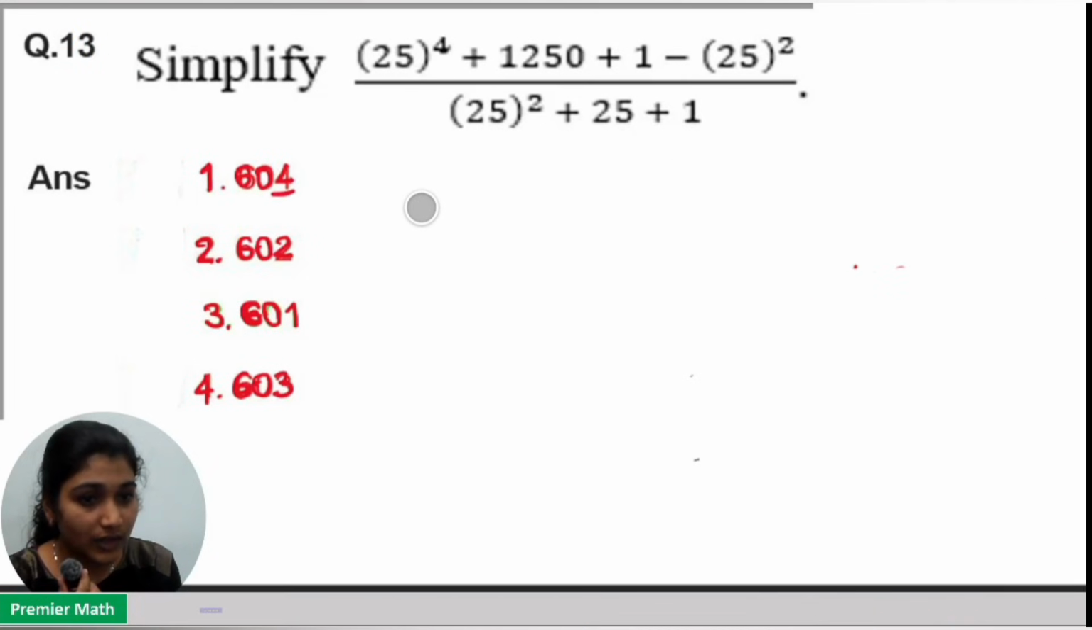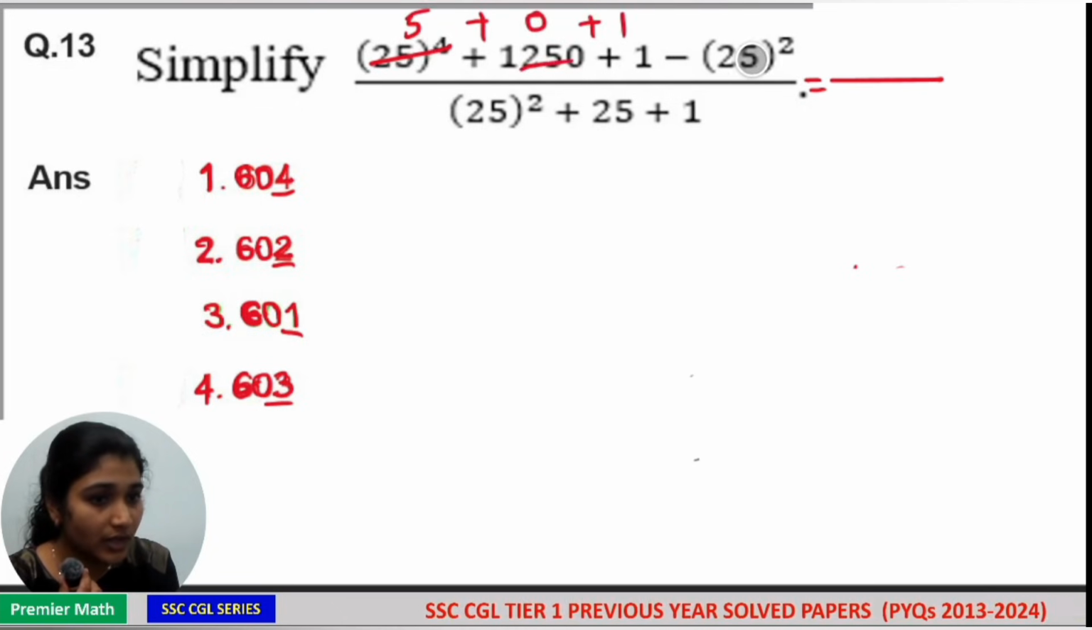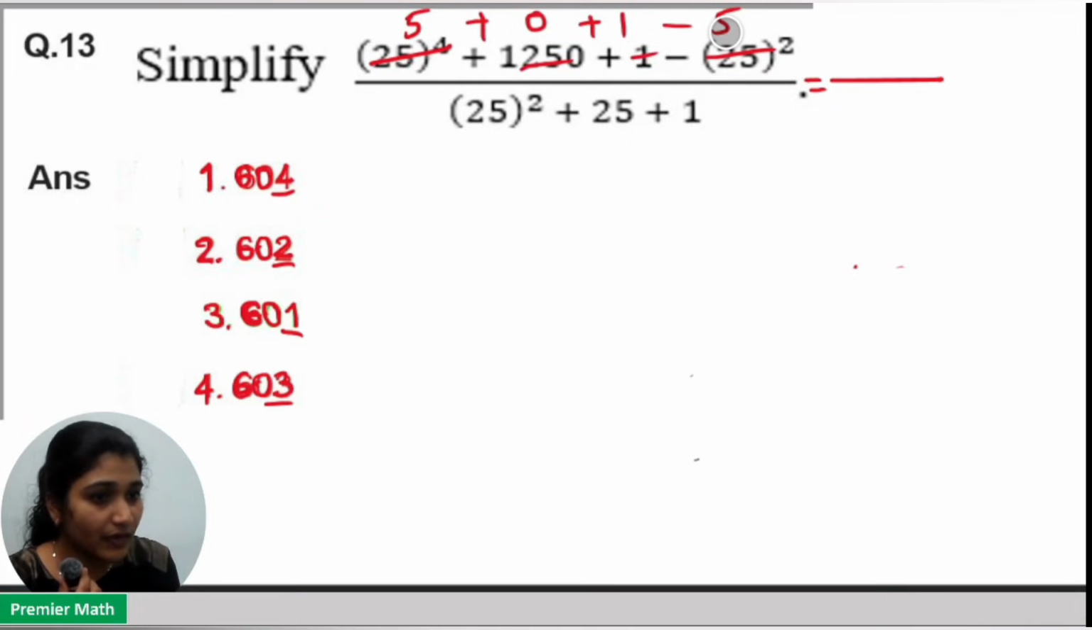Simplify the following. Here unit digit of all the options are different. So check for the unit digit in this expression. 25 raised to 4 means 625 square. Unit digit is 5 here. Here it is 0. Here it is 1. And here it is 5 again. 5 plus 1 is 6. 6 minus 5 is equal to 1.